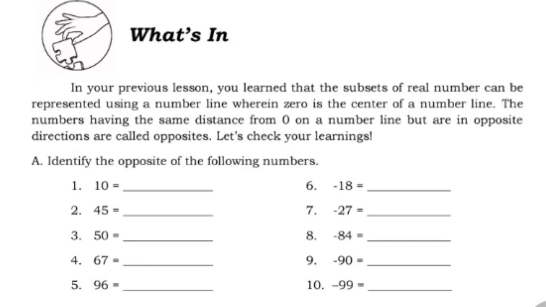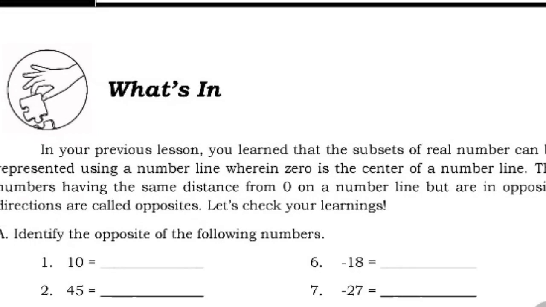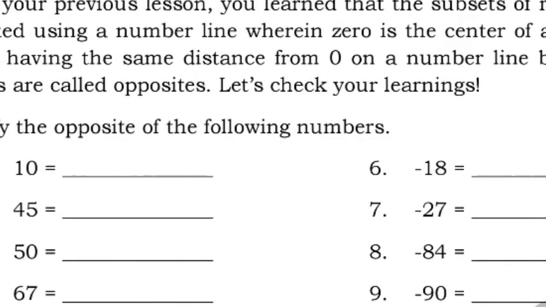In your previous lesson, you learned that the subsets of real numbers can be represented using a number line, wherein 0 is the center of the number line. The numbers having the same distance from 0 on the number line but in opposite directions are called opposites. Let's check your learnings. A, identify the opposite of the following numbers. Number 1 is 10. For this example, the opposite of 10 is negative 10.